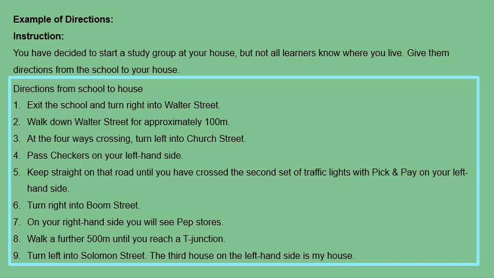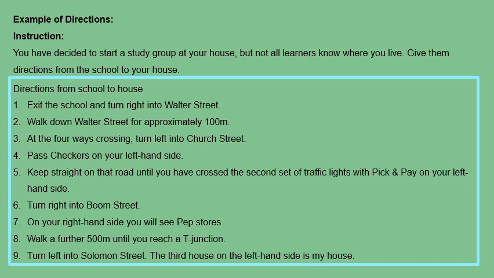Example of directions. Now you have an instruction. You have decided to start a study group at your house, but not all learners know where you live. Give them directions from the school to your house. Then you have the heading, directions from school to house, and you have the 9 points listed. Exit the school and turn right into Walter Street. Walk down Walter Street for approximately 100 meters.